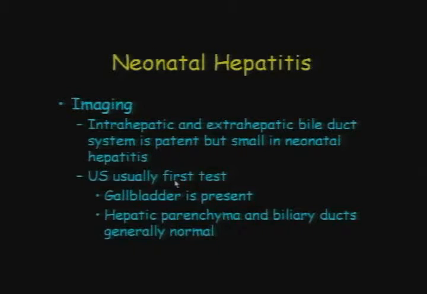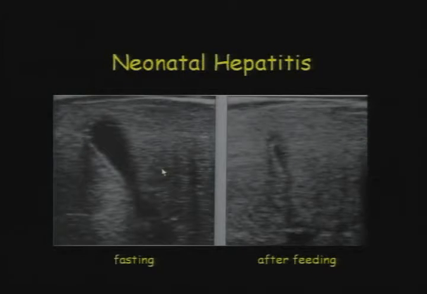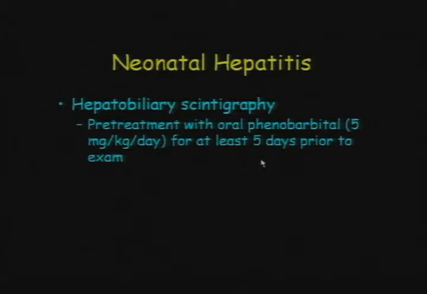We want to look first by ultrasound, and usually we will see a gallbladder. And usually the liver looks normal. If you see a gallbladder, it can be very helpful to feed the infant, because if the gallbladder contracts and gets smaller, that means the extrahepatic biliary tree is patent. Here's another child who has a small gallbladder, but when they do a gallbladder cholangiogram intraoperatively, you can see that there is a patent extrahepatic biliary tree, and this was a case of neonatal hepatitis.